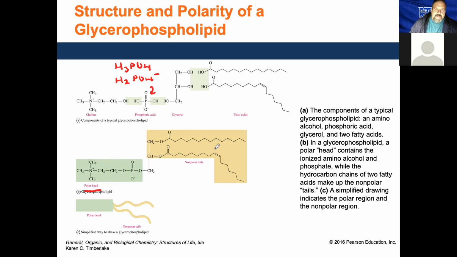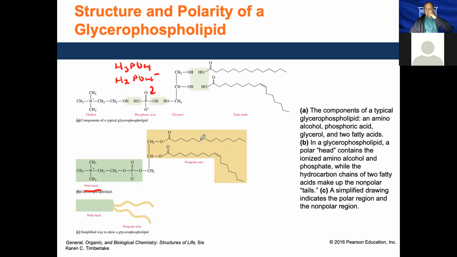Then the fatty acid portions make up what is known as the tails of a glycerophospholipid. And as we know, carbon chains themselves are nonpolar. So the tails of a glycerophospholipid is essentially the nonpolar region. So now this part is not going to be able to dissolve in water. However, other nonpolar substances, like what? Like other lipids, can dissolve in this region based on the idea of like dissolves like.